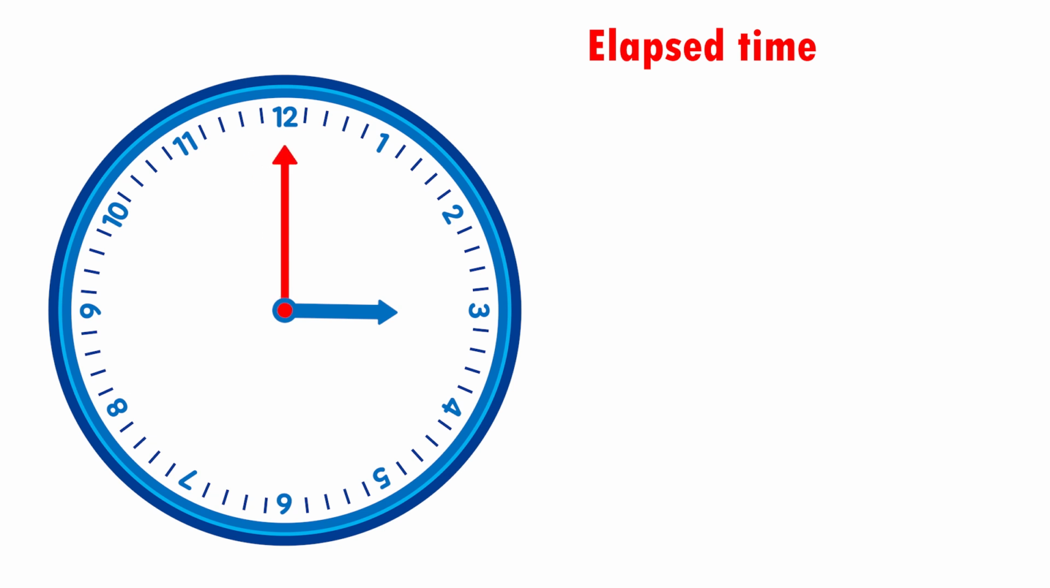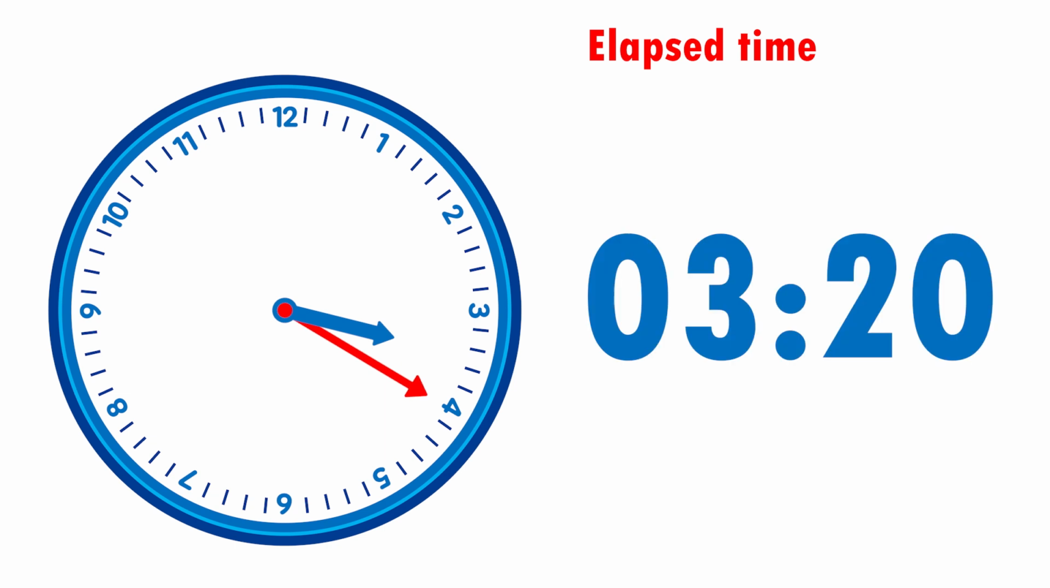To say the time, say the hour first, then the minutes. For example, if the short hand is just past 3 and the long hand is on the 4, we say 3:20.